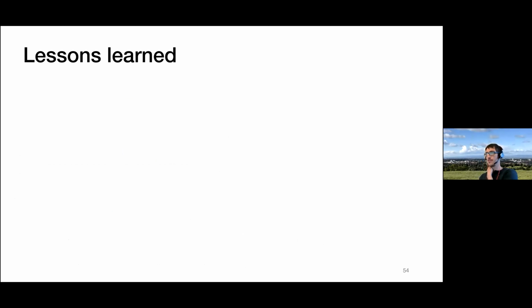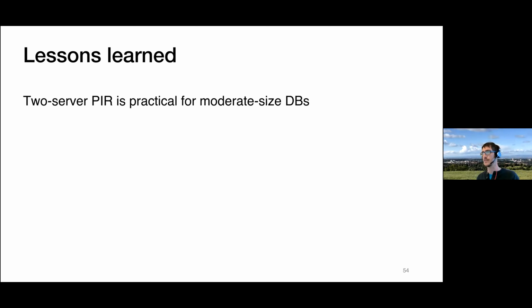That's the preview of the results. I just want to conclude by giving a few lessons that I personally learned from working on this second part, implementing the system and working on the practical aspects of it. First, two-server PIR seems, in my opinion, practical for this kind of moderate-size database. I should have said earlier, this Safe Browsing database has about 3 million SHA-256 hashes. And for this, as Elaine asked, even the latency is totally okay using this two-server PIR scheme. Now it's the question of cost for the server.